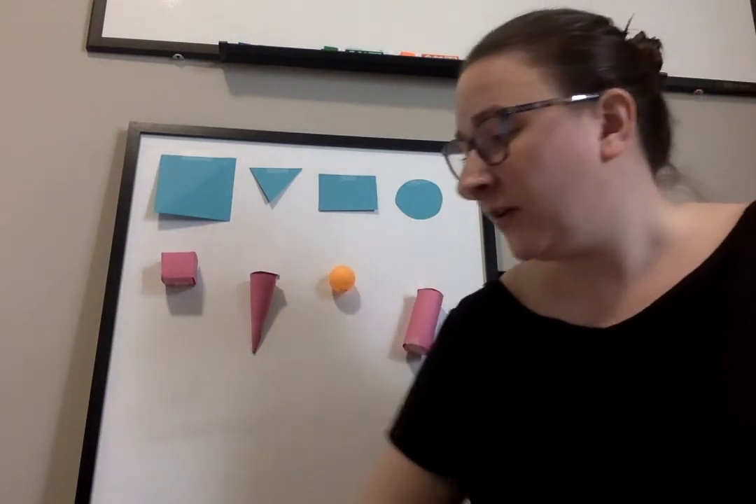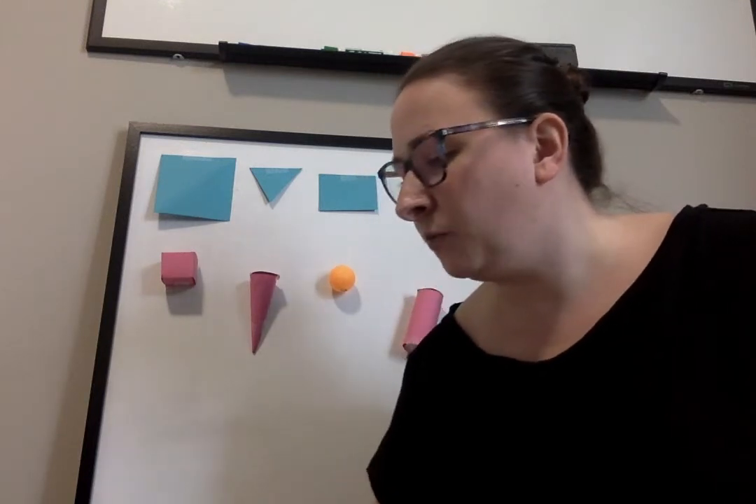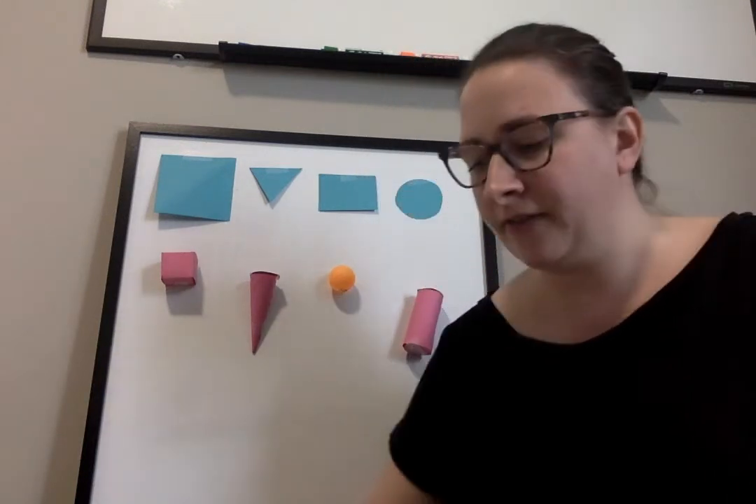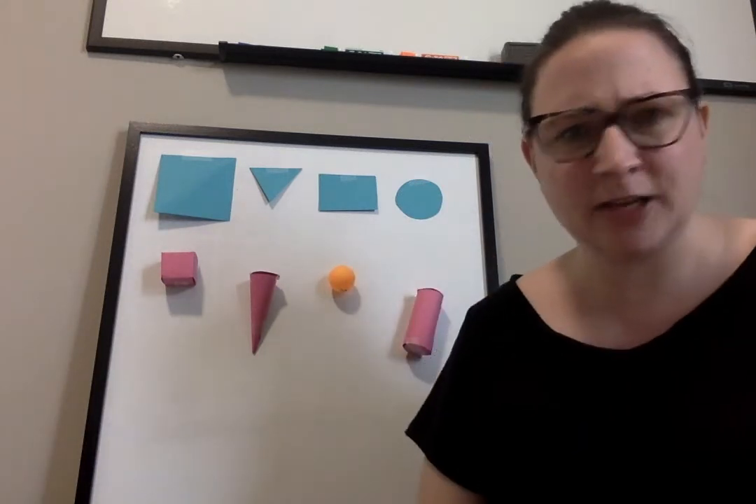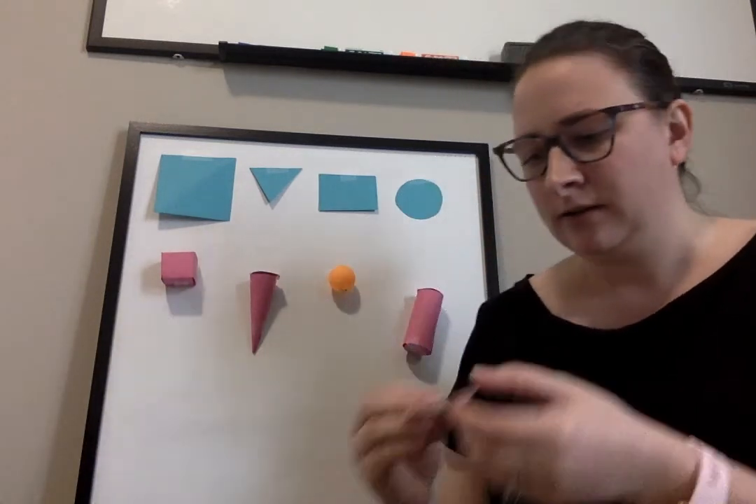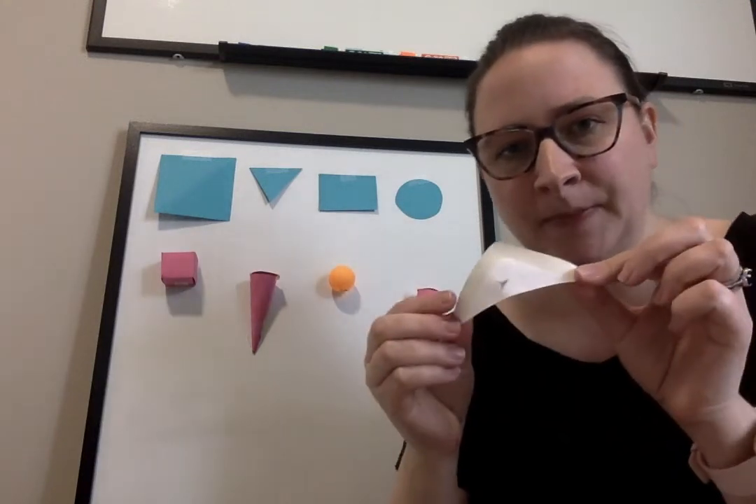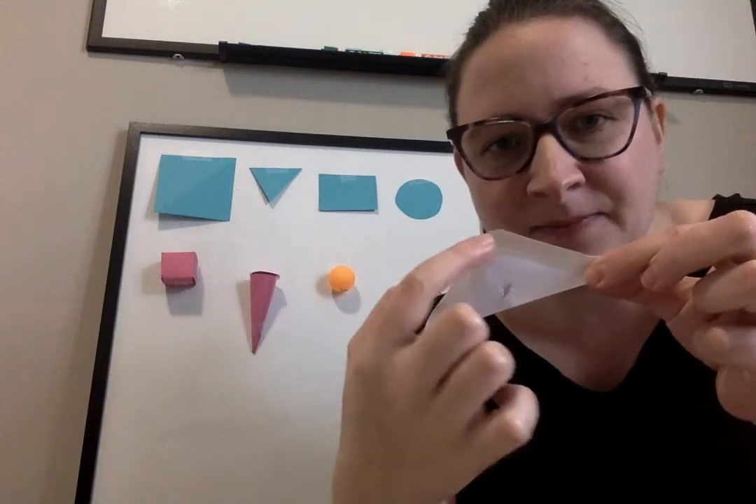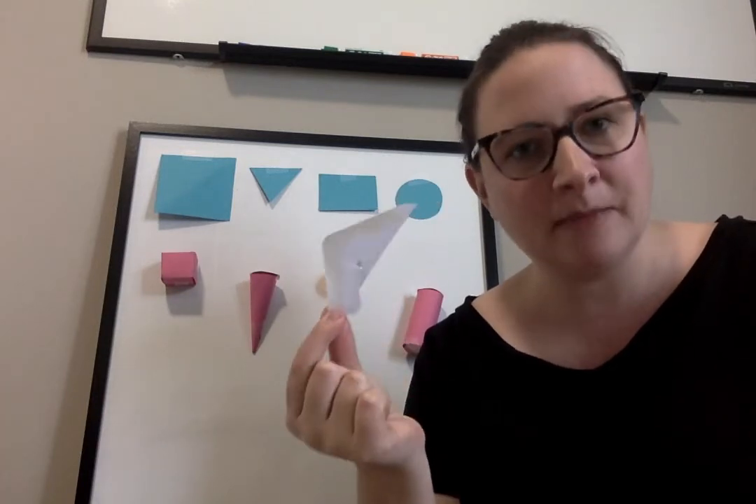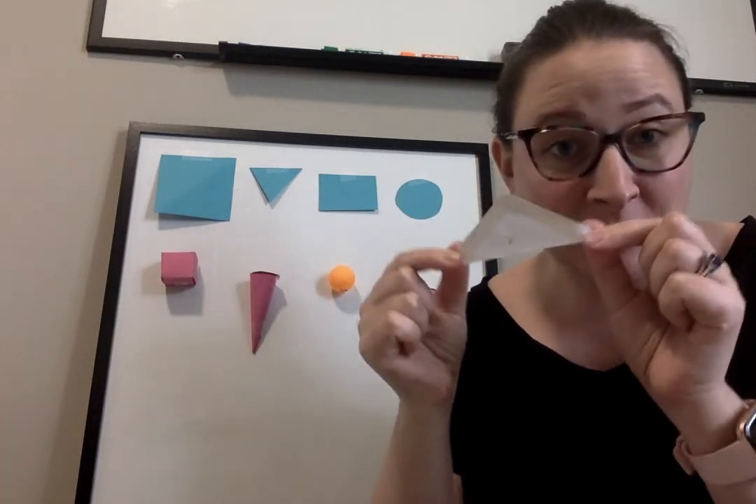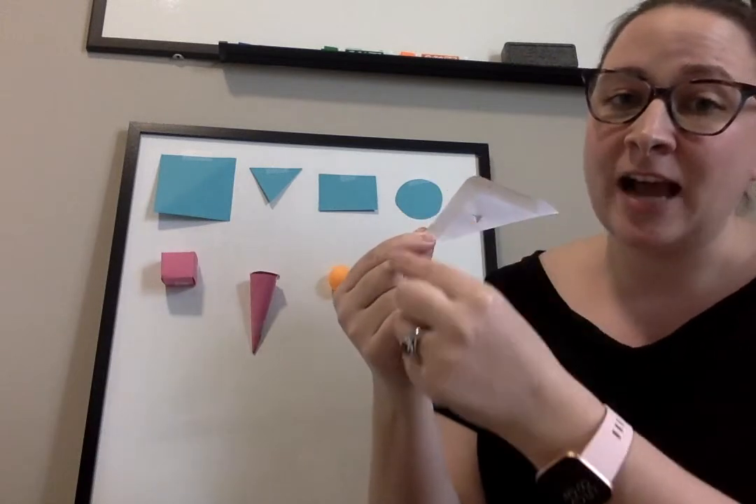Okay, so I have a few objects, and we are going to try to determine if they are 2D or 3D, and then we're going to match them to whatever shape we have. So the first one I have, you see what the sticky stuff is? This is actually the top of an envelope I got. I got some mail, a little tiny piece of mail you can see, and this is the top of it.